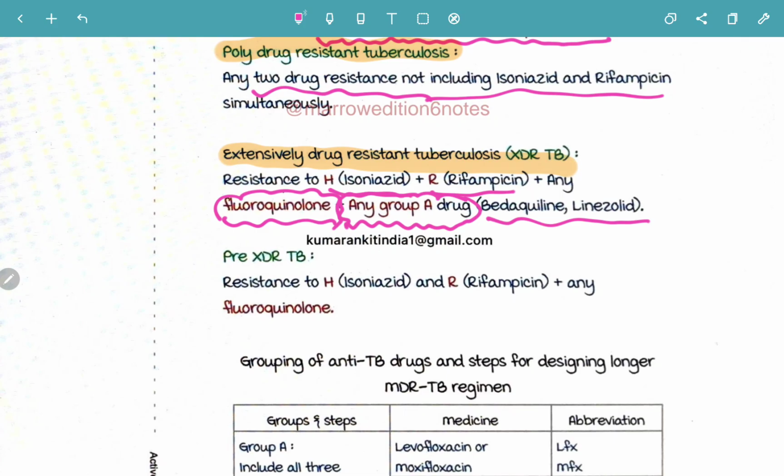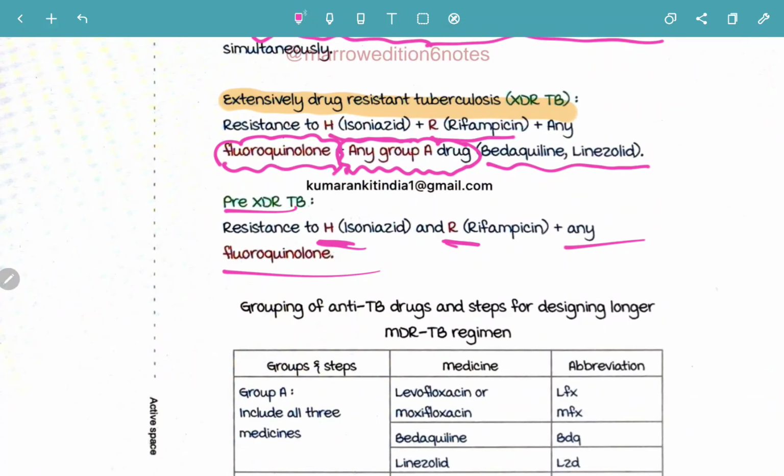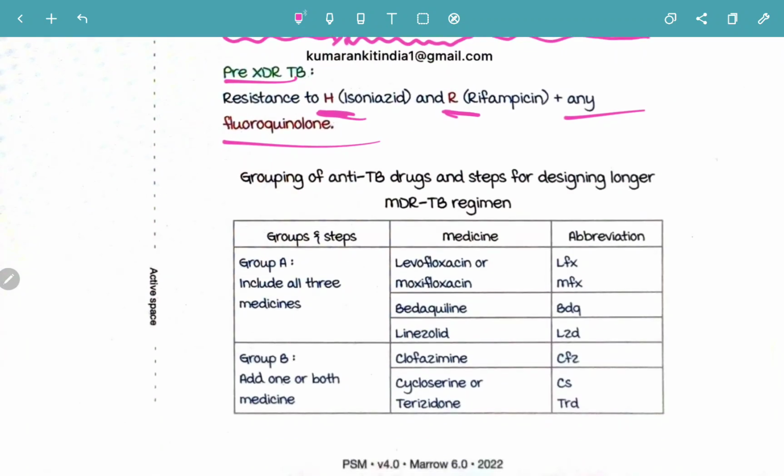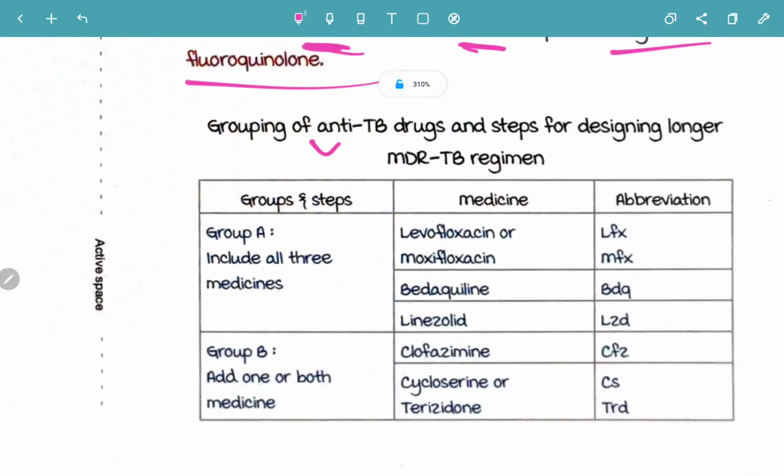So what is pre-XDR? Pre-extensively drug resistant tuberculosis. Pre means isoniazid plus rifampicin and any fluoroquinolone. That is pre-XDR TB. So ideal XDR TB is isoniazid resistance, rifampicin resistance, fluoroquinolone resistance, and any group A drug, which is bedaquiline and linezolid. So if you look at the group A drug, anti-tuberculosis drugs are going to be done by grouping. And why are we doing this grouping? For designing a longer MDR-TB regimen.